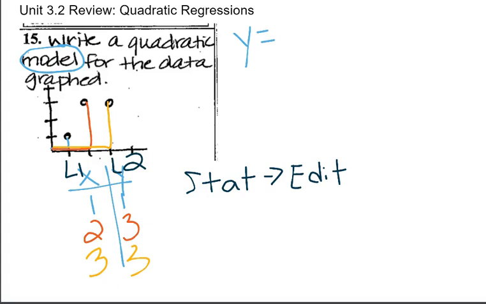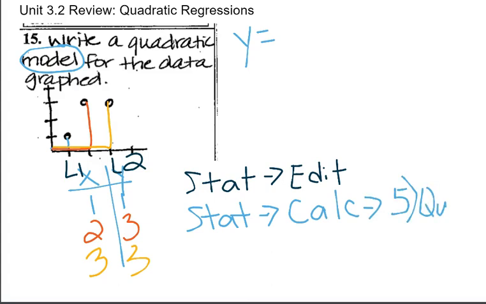Once you have your numbers in, you're going to hit stat again. You're going to arrow over to the right once to calc, and then you want to arrow down to option number 5, which is quad reg. That stands for quadratic regression. And since we know this is kind of starting to look like a quadratic, that's the regression that we want to do. And you'll hit enter until an equation pops up on your screen.